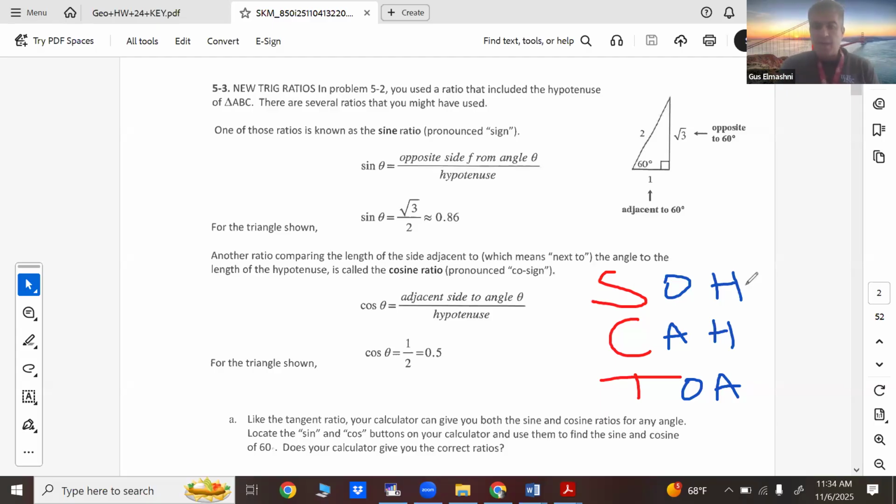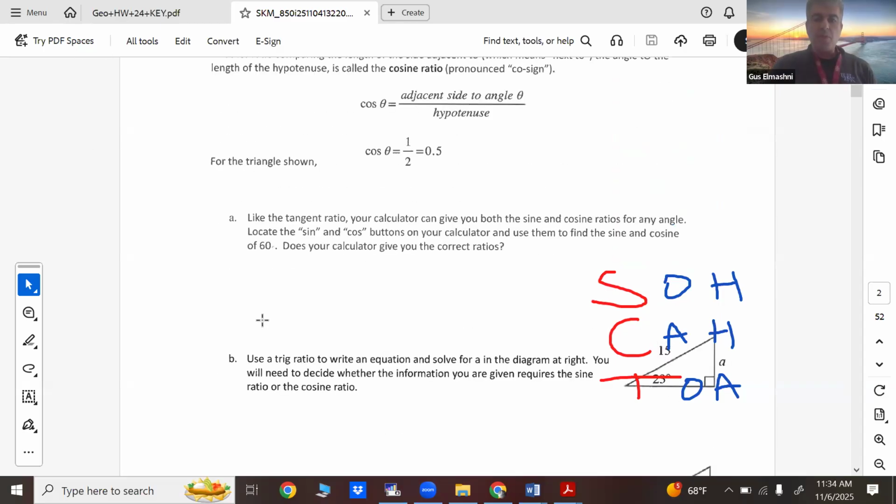So part A, William, can you read what part A is asking? The sine and cosine on your calculator. Use them to find the sine and cosine of 60. Does your calculator have the correct ratio?